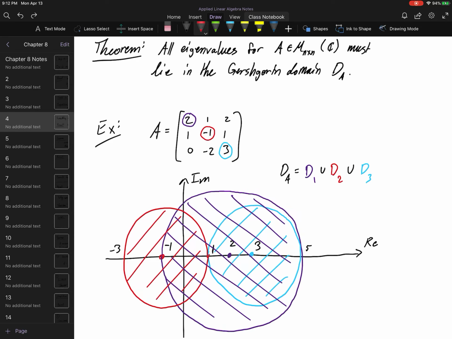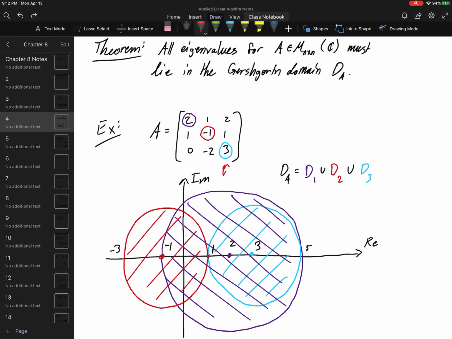And finally, the last row here, we're going to go to a blue disk and say we're centering it at 3, and we're going to give it a radius of 0 plus 2, which is 2. So the blue disk actually fits entirely inside of the purple disk. Sorry for my colorblind viewers.